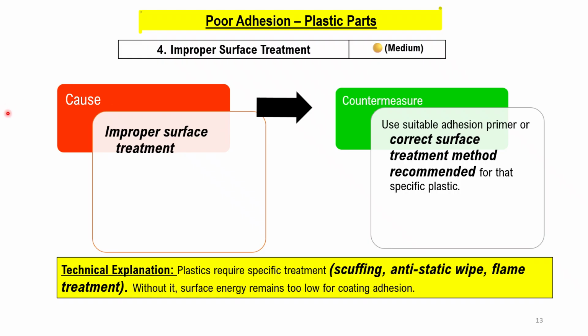Number four, probable cause could be improper surface treatment. Plastics require specific treatment such as scuffing, anti-static wipes, or flame treatment to enhance their surface activation. Without it, surface energy remains too low for coating adhesion. Therefore, use a suitable adhesion primer or the correct surface treatment method recommended for that specific plastic.